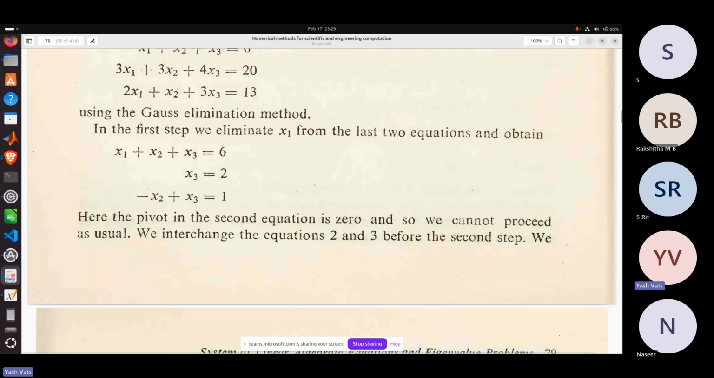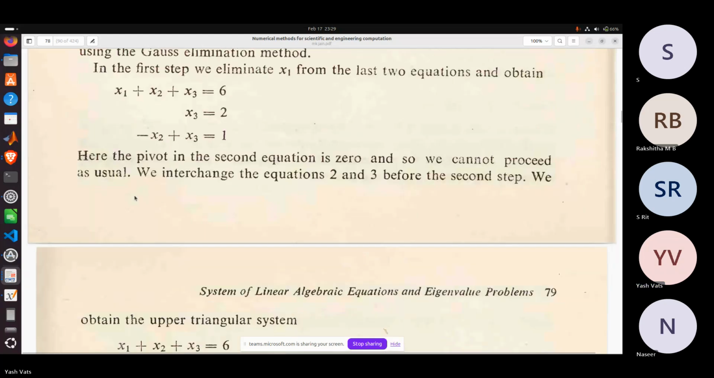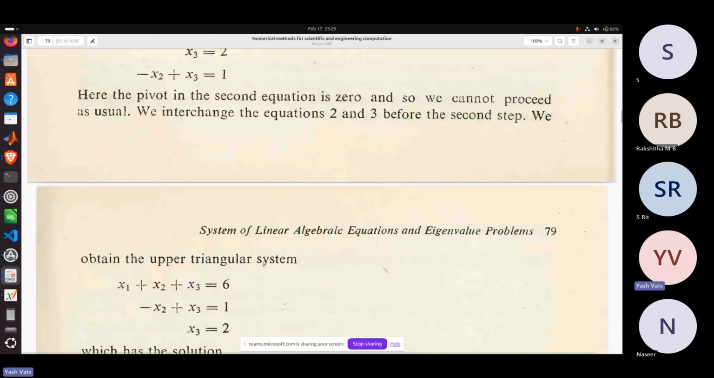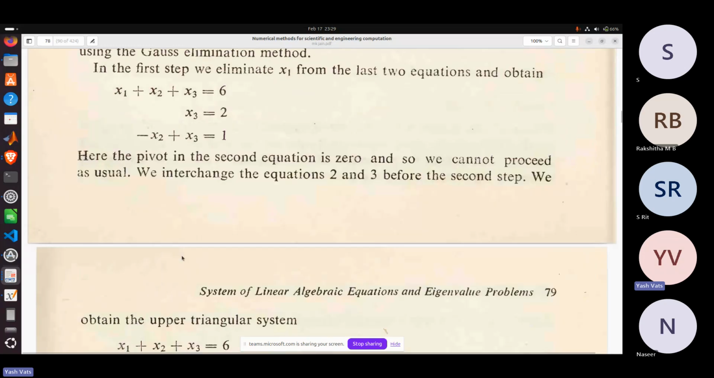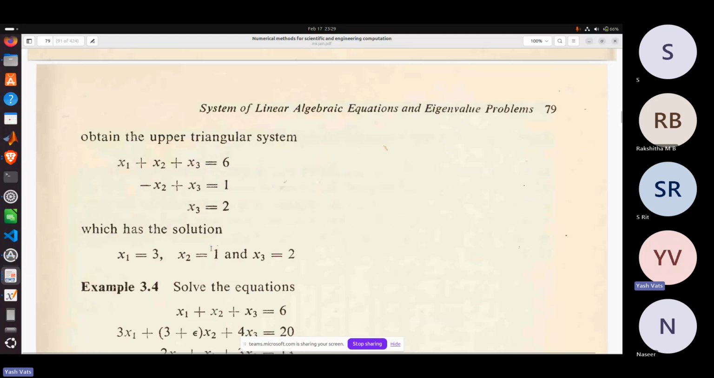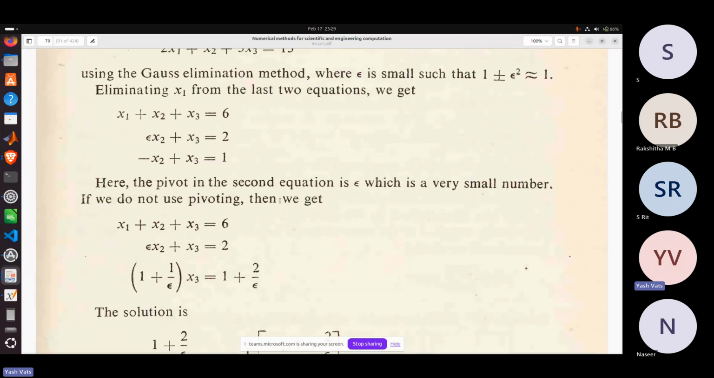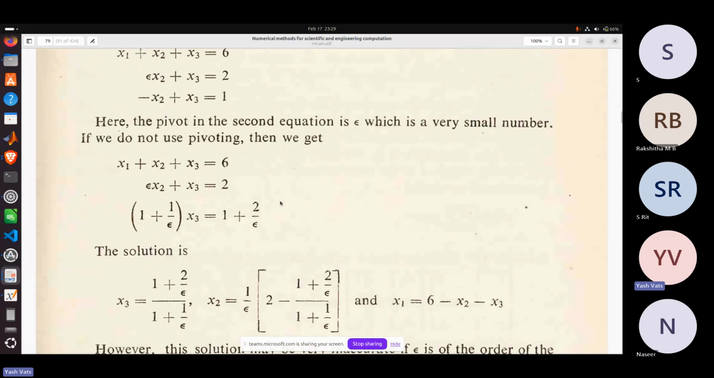Did you understand this, by the way? You can't proceed in your second step, so you need to interchange your second and third equations. Then you always end up with this, which has this solution. So you need to interchange the equations and then you get the solution, but you will not go with the usual step of the Gauss elimination process. The interchange part is new for you and it's a bit modified. Similarly, you can try this one as well. Yes, that's very different.